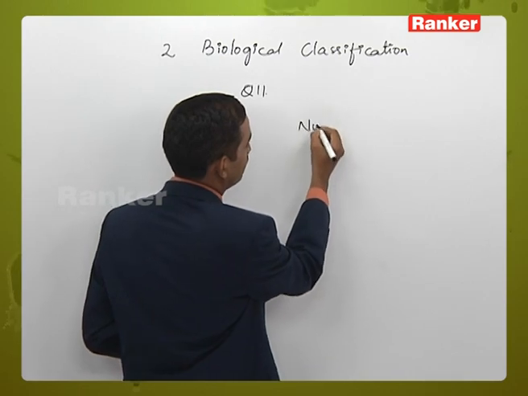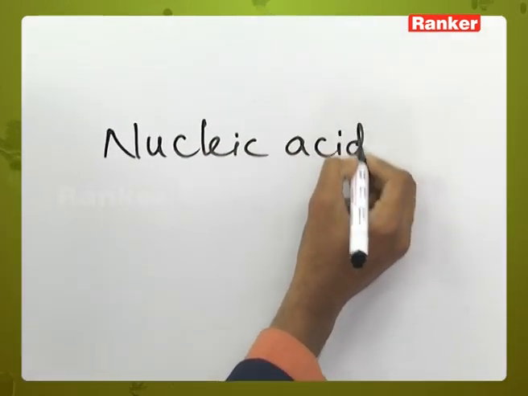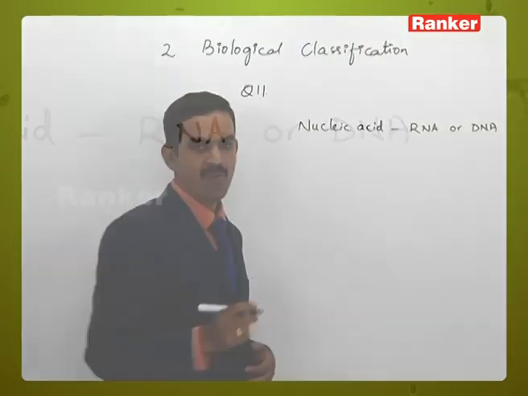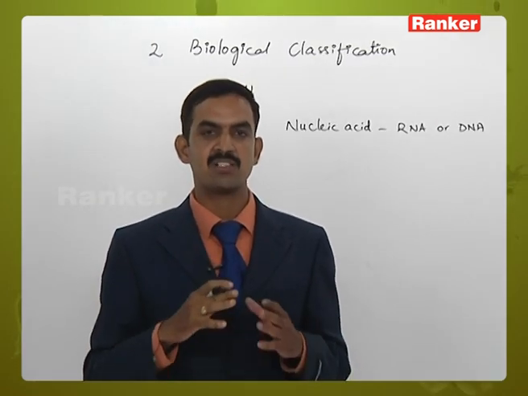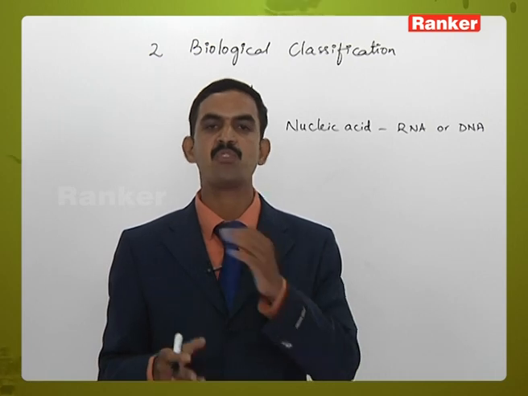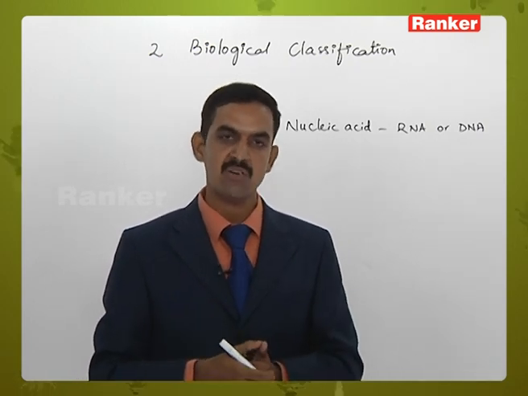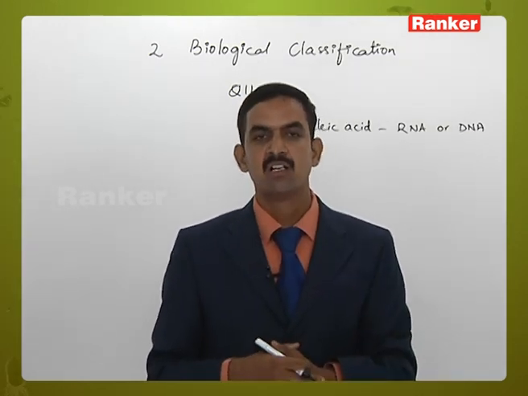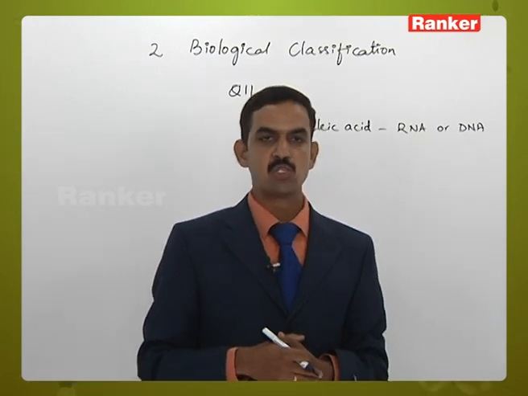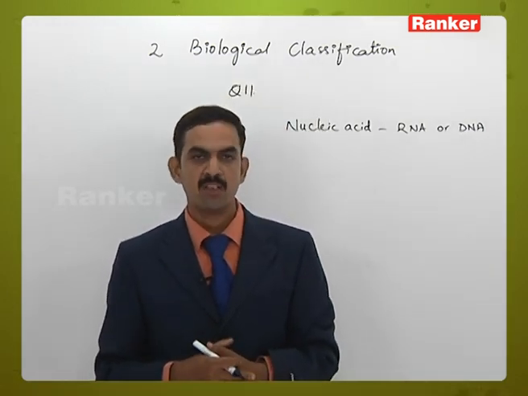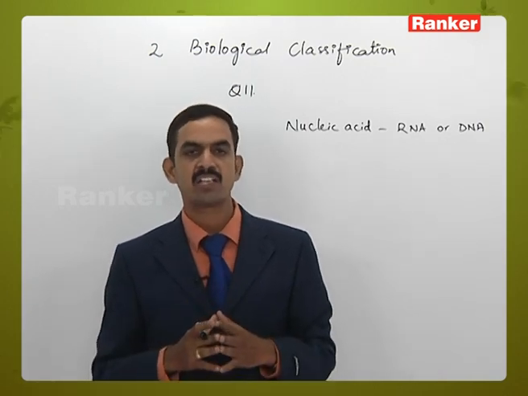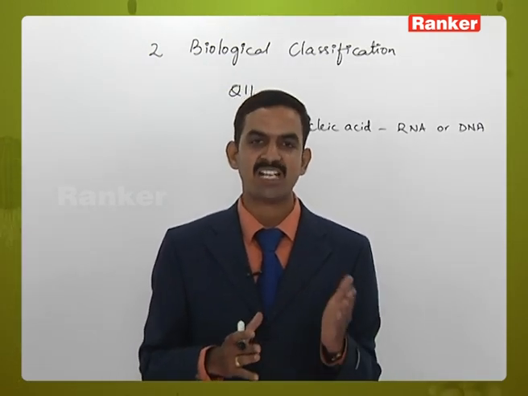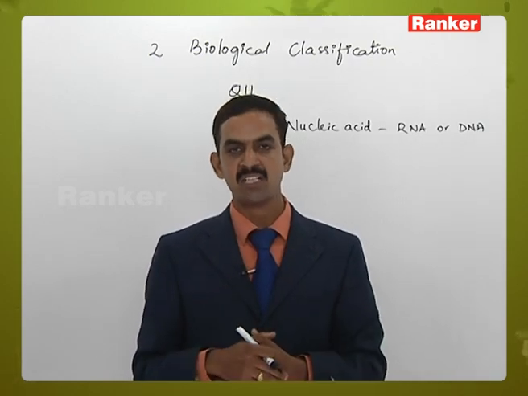The nucleic acid may be in the form of RNA or in the form of DNA. When it is RNA, in most cases it is single stranded RNA. In very few cases it is double stranded RNA. Most animal viruses contain DNA as genetic material, and that is also in the form of double stranded DNA. In a few exceptional cases single stranded DNA is present, but there is no virus which contains both RNA and DNA as genetic material.